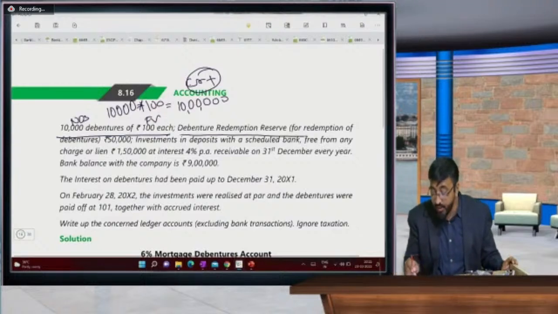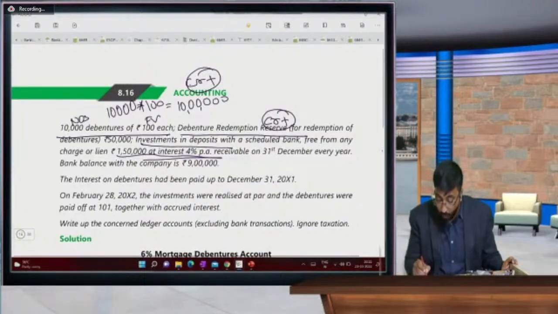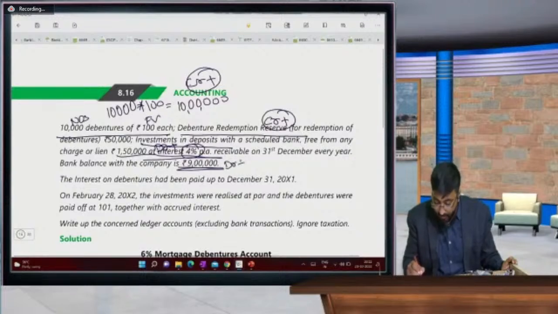Debentures redemption reserve. I already told you this is reserves and surplus, so it has a credit balance, credit plus. Investment is a separate account, 1,50,000 at the rate of 4%. 4% is the interest rate. Investment is debit plus. And bank balance is rupees 9 lakhs, debit plus.